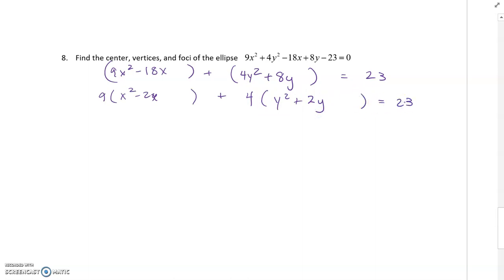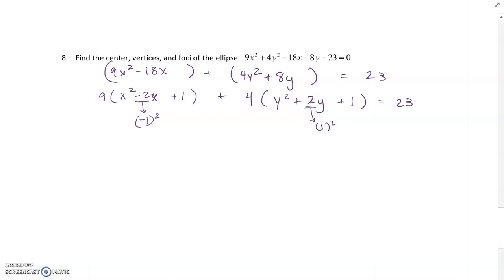Now, to complete the square, the trick is you take the linear coefficient, the coefficient of the x and the y, not the square, cut it in half, square it, and that tells you the constant that needs to be right in that little extra room that I gave you to make it a perfect square. Same thing here, half of 2 is 1, square it, add it in there.